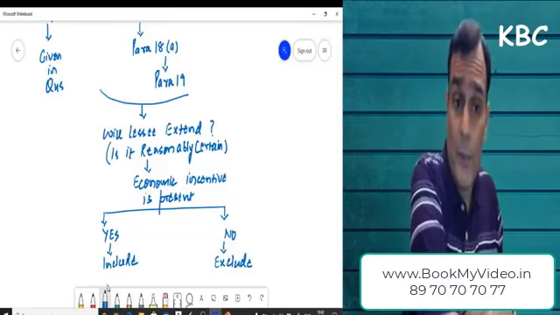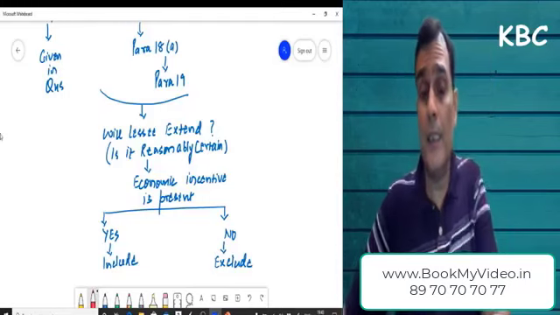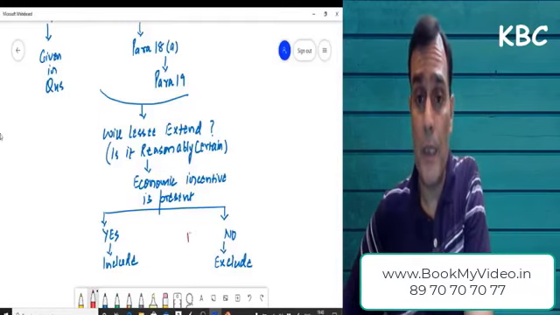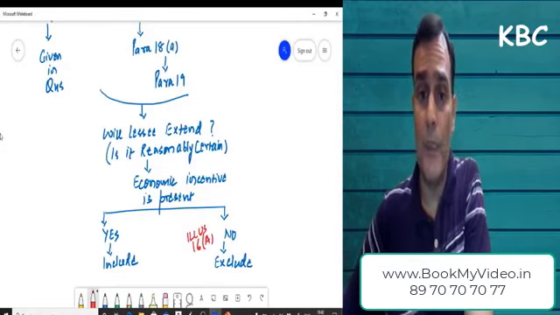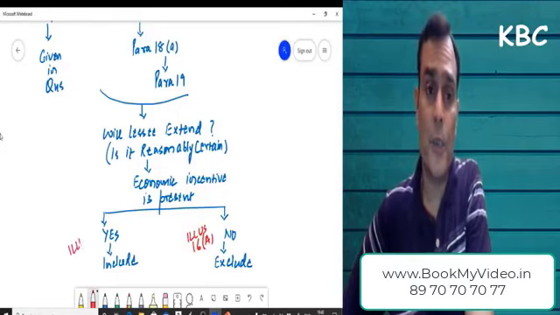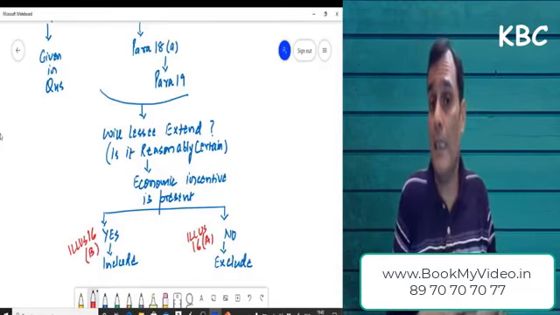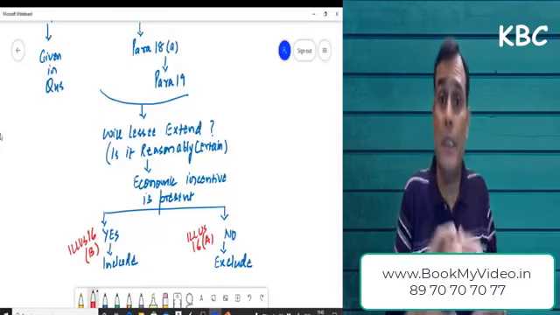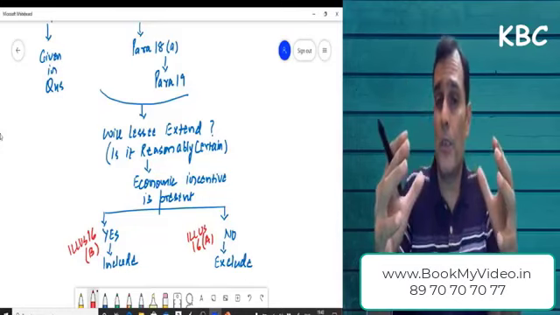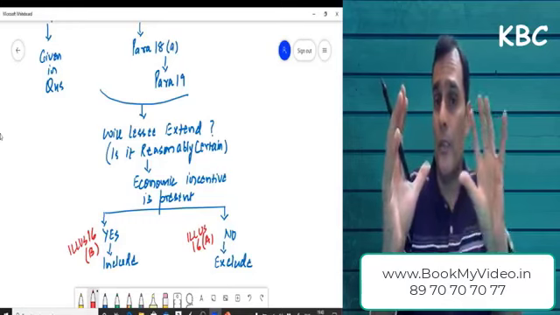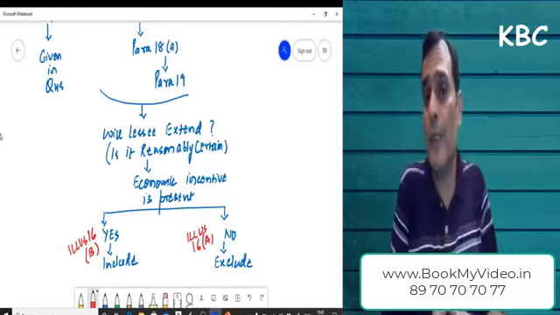And if I rightly remember, illustration number 16, scenario number A was dealing with this, and illustration number 16, scenario number B was dealing with this. So when you go to revise para number 18A, read with para number 19, you would simply look at these two illustrations and you will know when to include and when not to include.